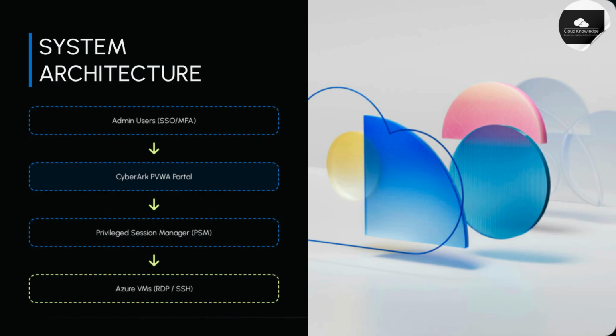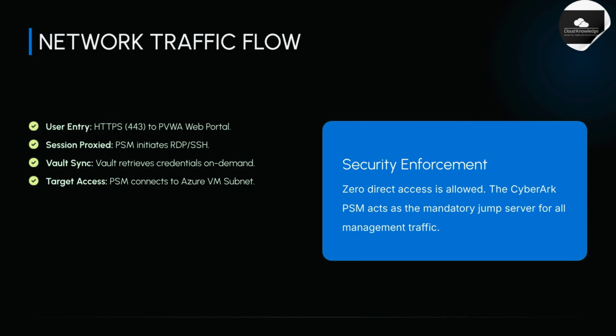The system architecture flows from admin users using SSO and MFA through the CyberArk PVWA portal and Privileged Session Manager to the Azure VMs via RDP or SSH. Network traffic flow is strictly enforced. Zero direct access is allowed, and the CyberArk PSM acts as the mandatory jump server for all management traffic.